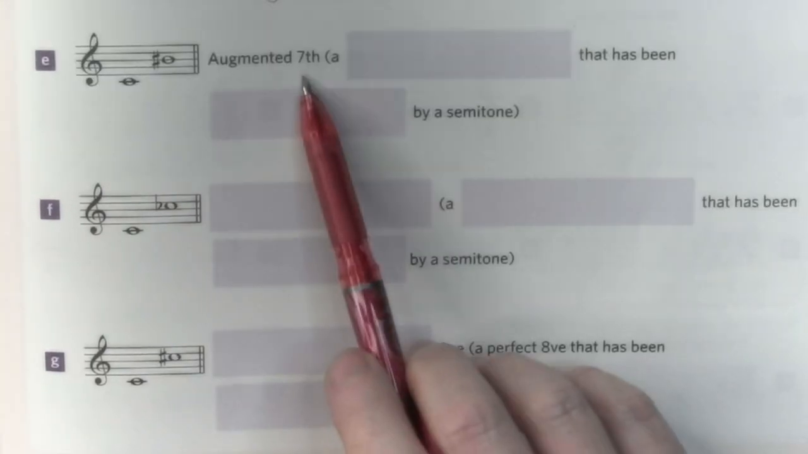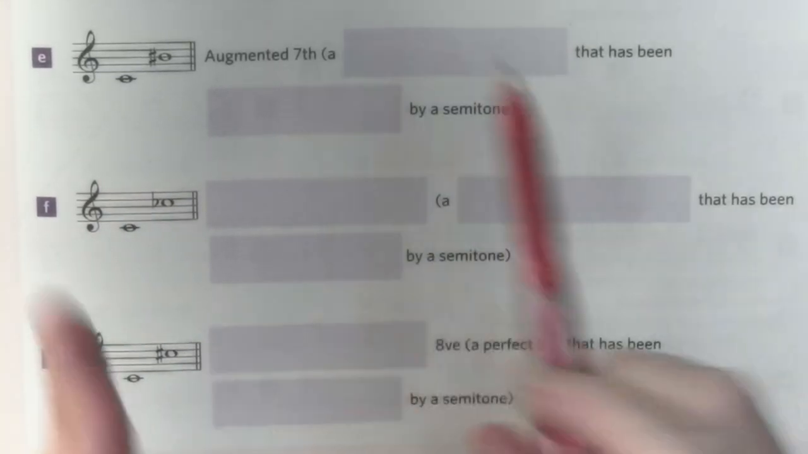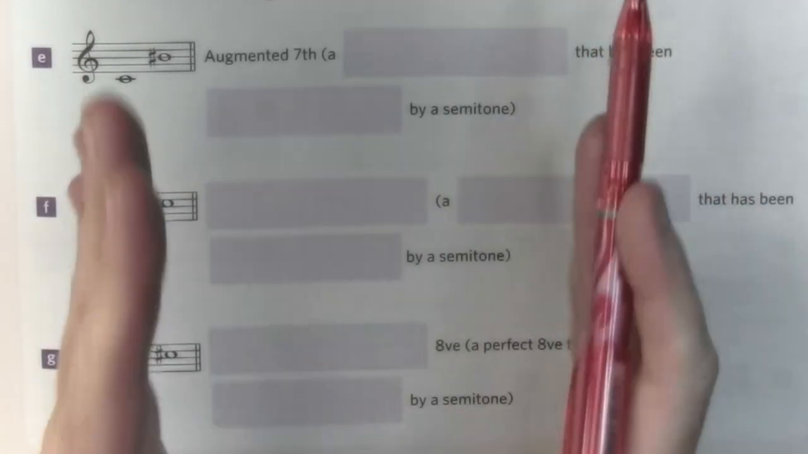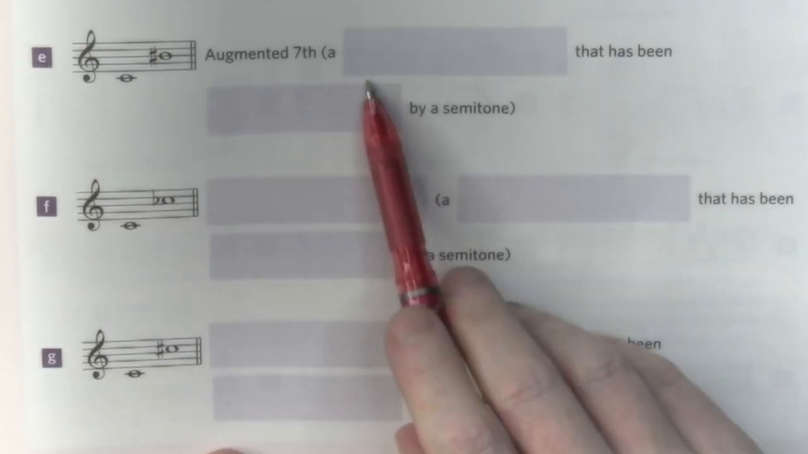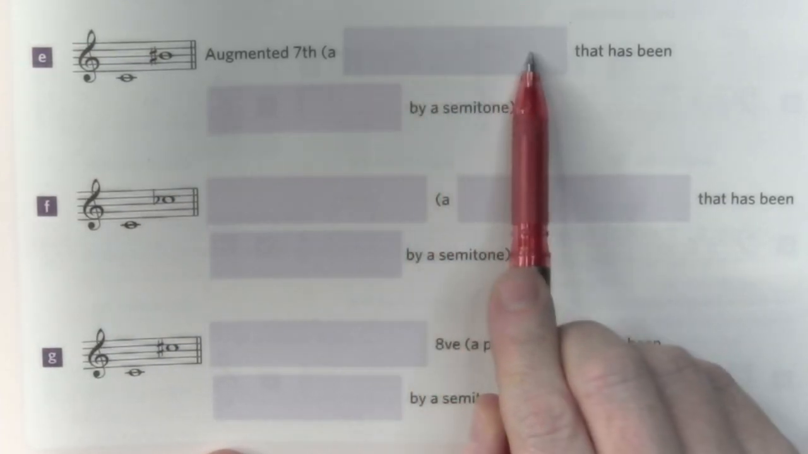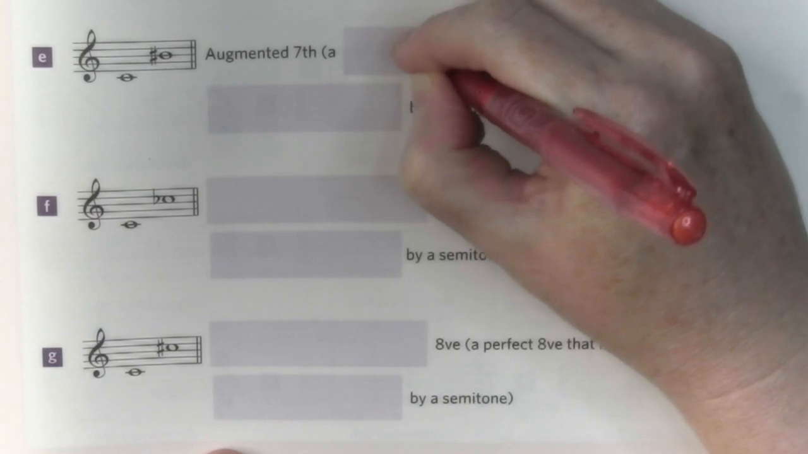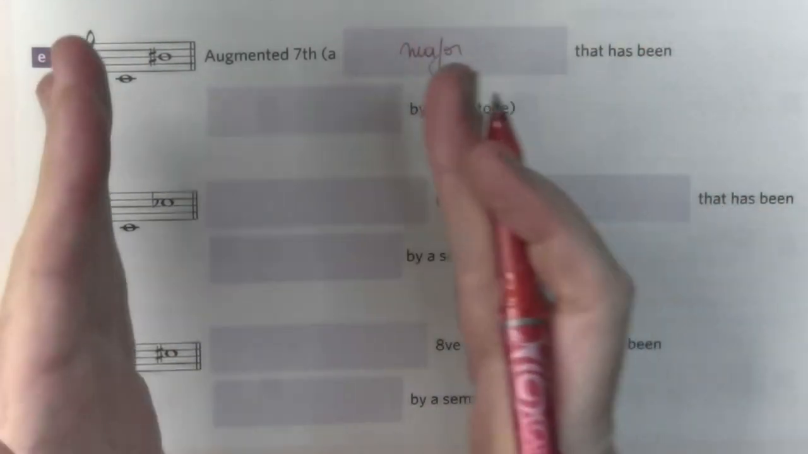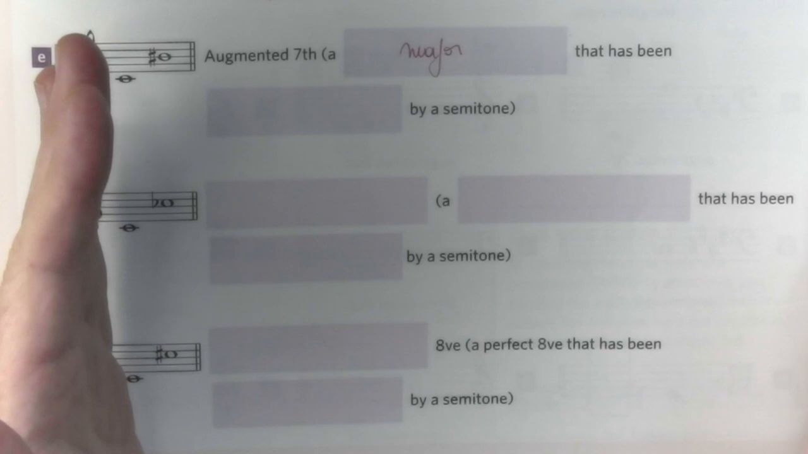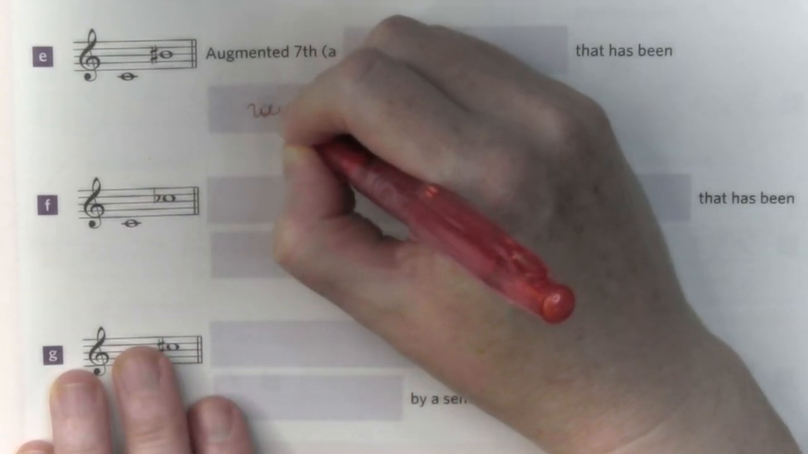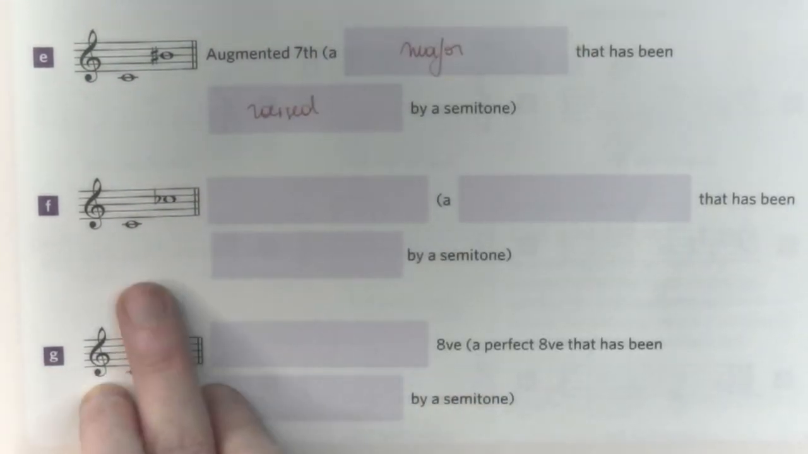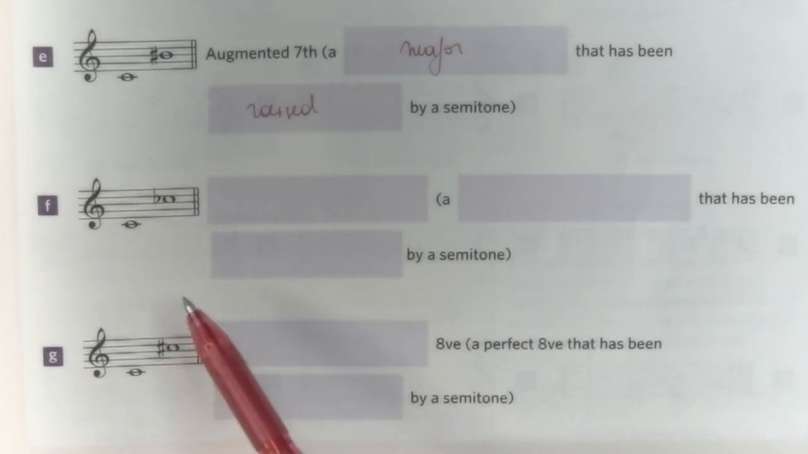An augmented seventh is A, always guys, always the orientation distance. It's a major second that has been raised up. You increase the distance, you make it augmented. Raised by a semitone.